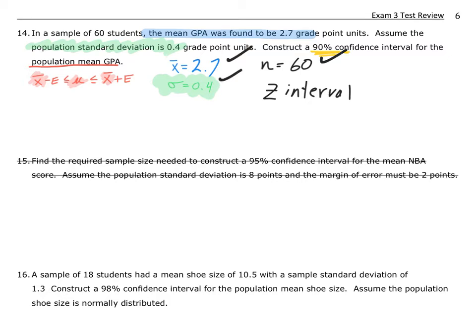When I click stats, it just asks me for my population standard deviation, which is 0.4. It asks for my x bar, which is 2.7. It asks for my n, which is 60. And then it asks for my confidence level, which is 0.90.